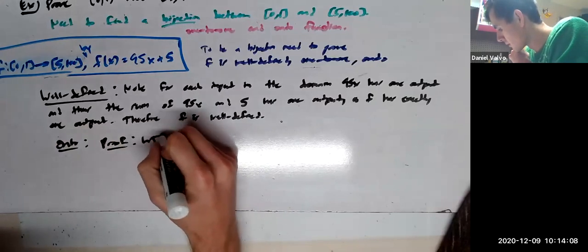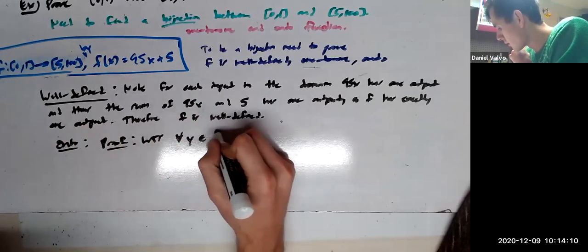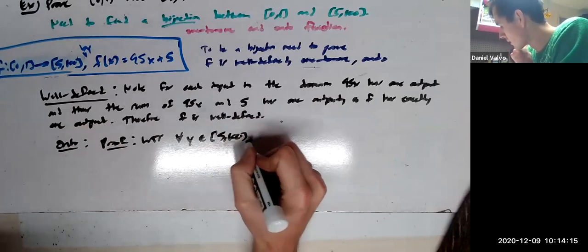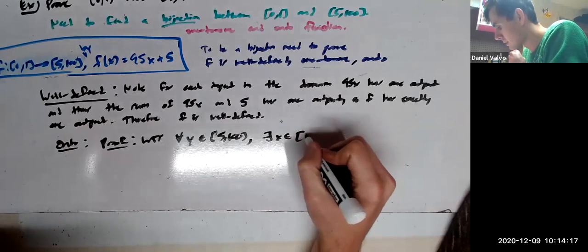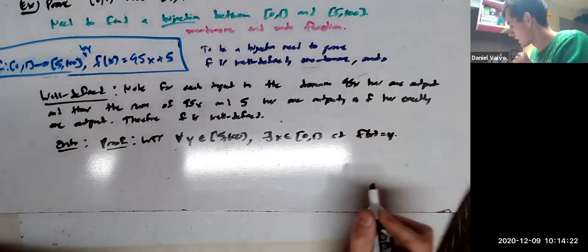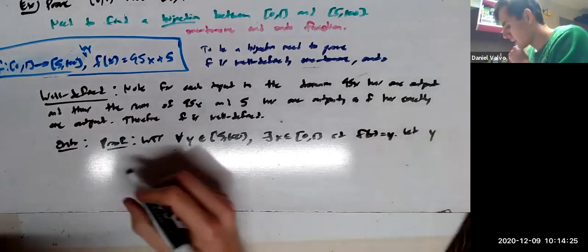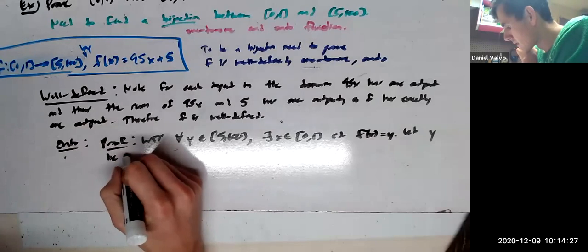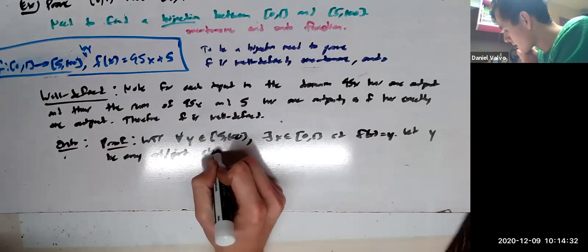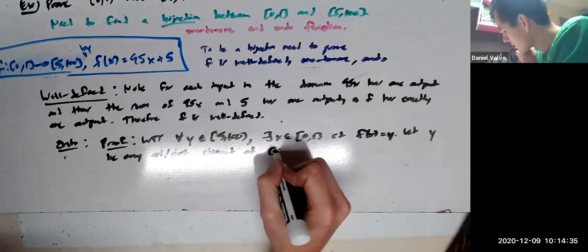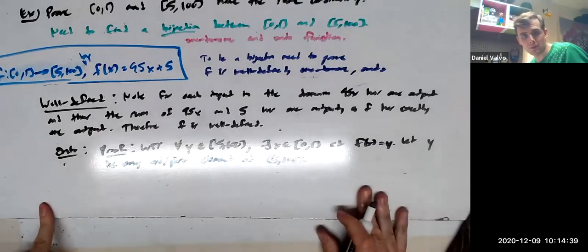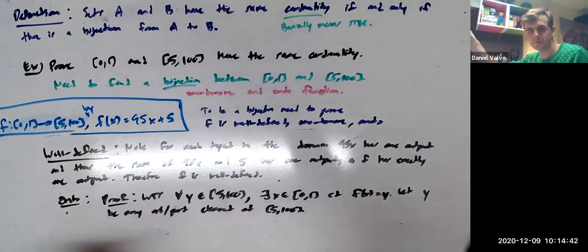So proof: we want to show for all y in the codomain, which is [5, 100], there exists an x in the domain [0, 1] such that f of x equals y. To that end, let y be any arbitrary, particular element of [5, 100].